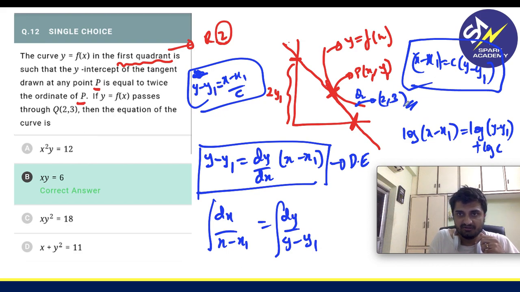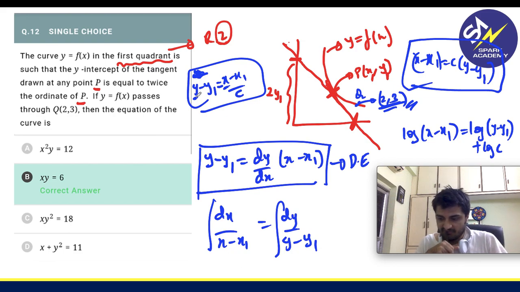Now they are saying what? It passes through 2 comma 3. So instead of x comma y, pass 2 and 3 here. So what are we getting? If you pass 2 and 3 instead of x and y, right? What we can do is, you will get your c value. C value is what basically now? 2 and 3 I am getting log c by this.